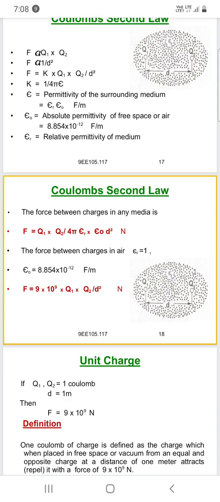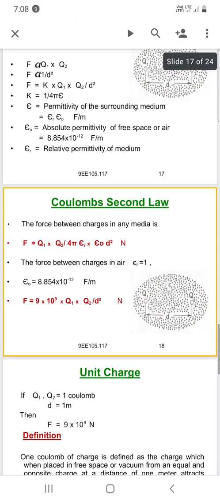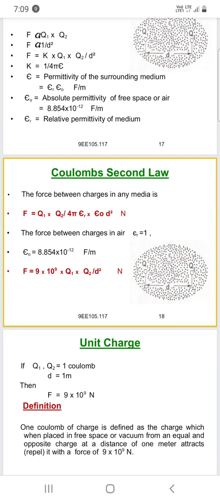Where K is the constant of proportionality, 1 by 4 pi epsilon, where epsilon is the permittivity of the surrounding medium. The permittivity is epsilon naught and epsilon r. Here epsilon r equals 1 and epsilon naught equals 8.854 into 10 to the power of minus 12.